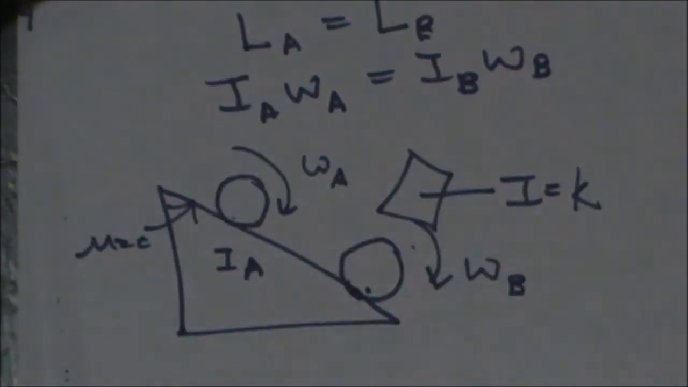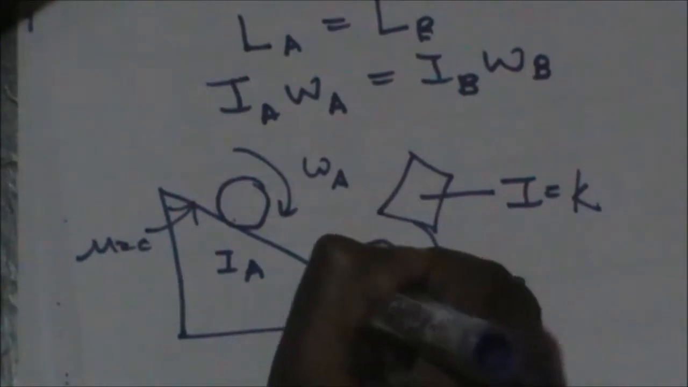So since there were no frictional forces, there are no forces acting. You can consider the impulsive force, but the impulsive force acts within a very short time and does not affect the overall course of the object's motion. So there was no force acting on the system, so the momentum is conserved. So I can write IA times omega A at this instance is equal to IB times omega B.